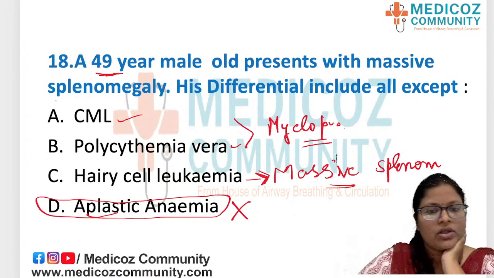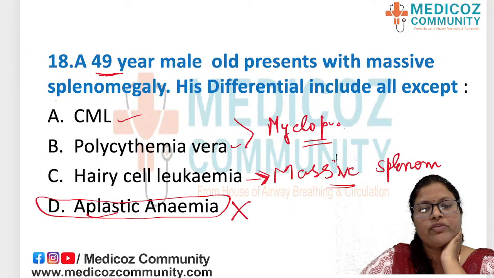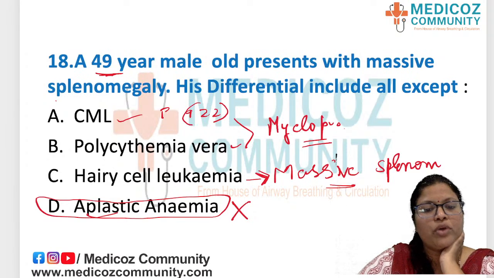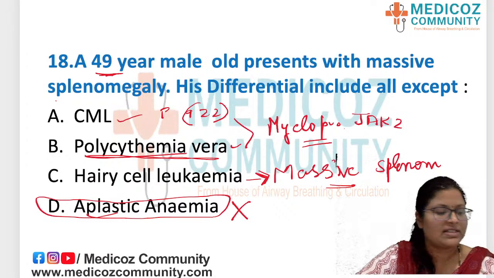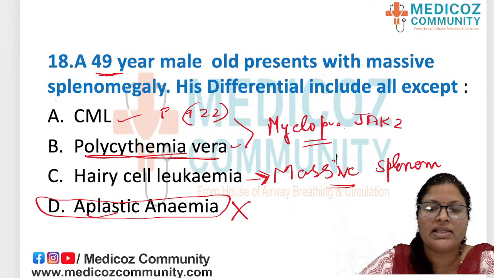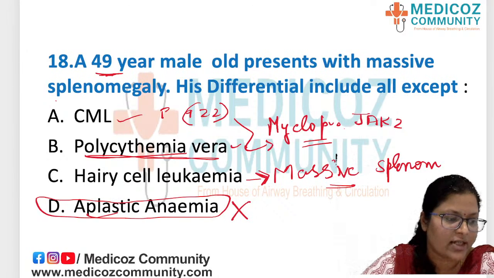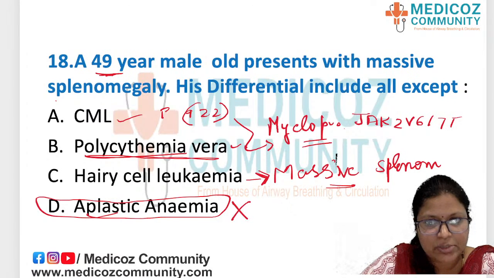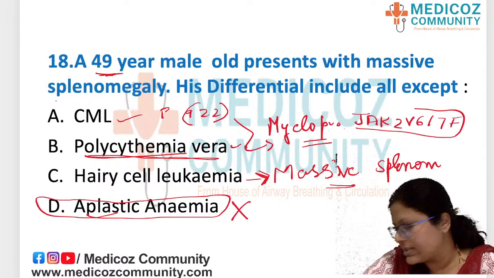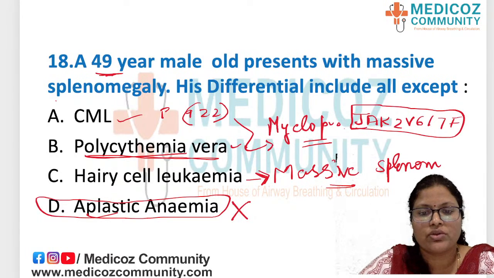Again, you need to know the translocations, apart from your Philadelphia. Then polycythemia vera. In all the myeloproliferative syndromes you have JAK2 STAT mutations, and especially in polycythemia vera you have one mutation called JAK2 V617F, very specific to polycythemia vera, and this has been a frequent favorite question. It's a myeloproliferative syndrome associated with this mutation.